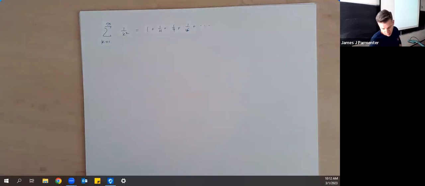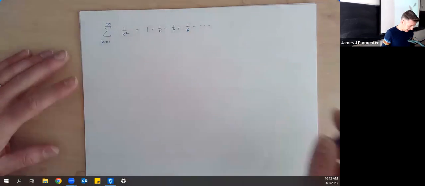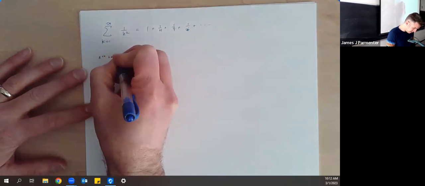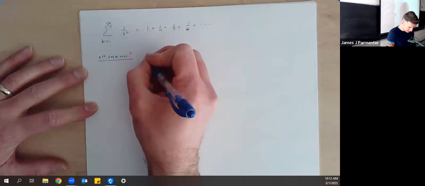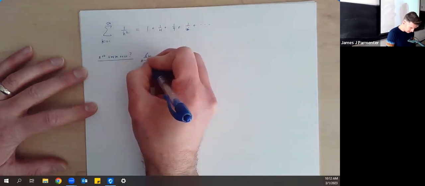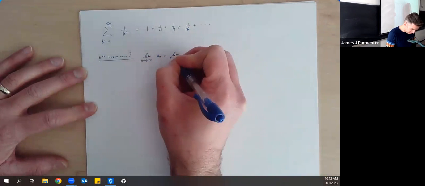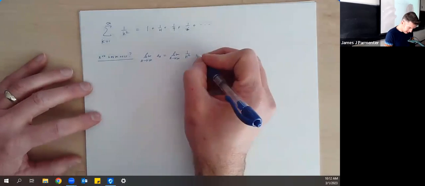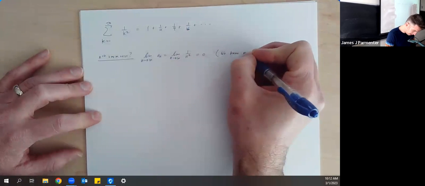It's always a good thing to think about: does the nth term test work here? I'm always thinking in the back of my mind, does the nth term test work? And it doesn't, because the limit as n goes to infinity of a sub n, which is the limit as n goes to infinity of 1 over n squared, I used n instead of k, is equal to 0, which means we know nothing.